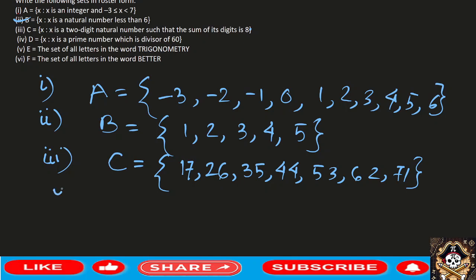Next, we move further and take the next example, D. Here x is a prime number which is a divisor of 60. Now you all know that 60 is divisible by 3 prime numbers: 2, 3 and 5. Therefore, the roster form of D will be this.